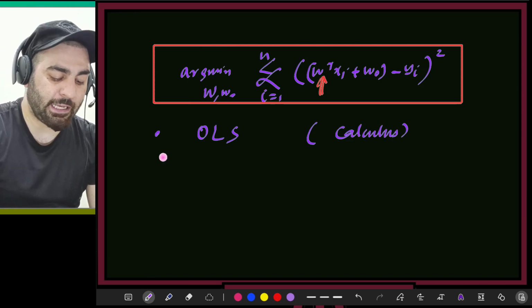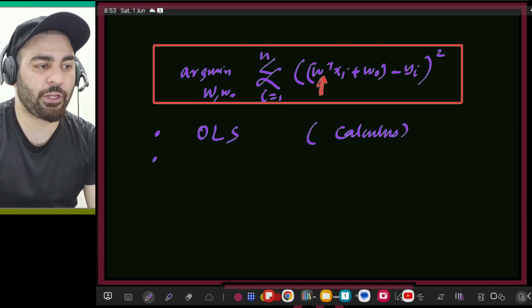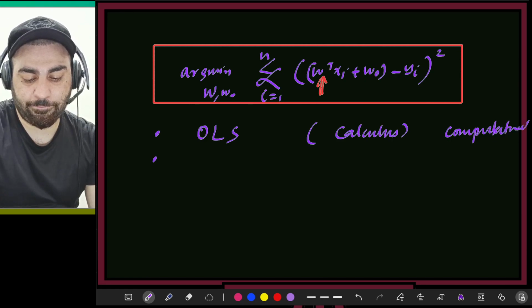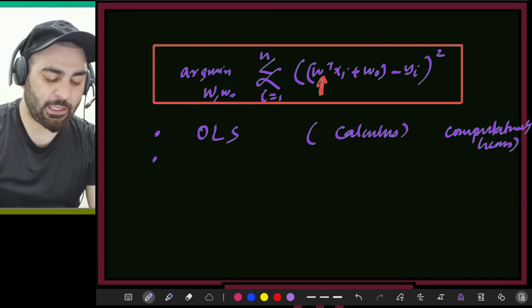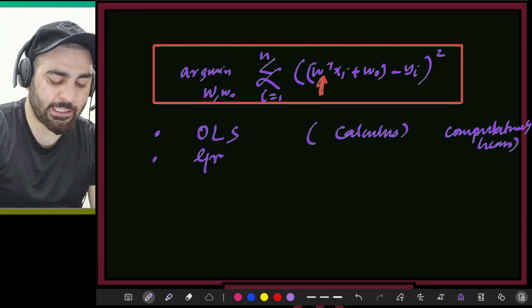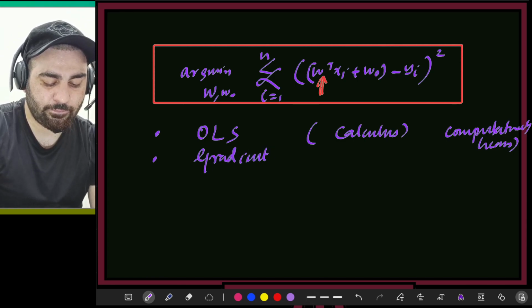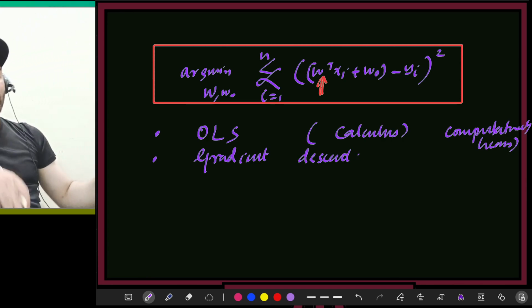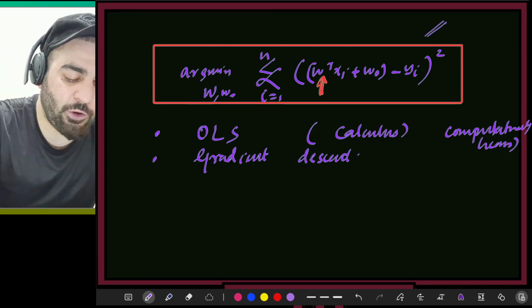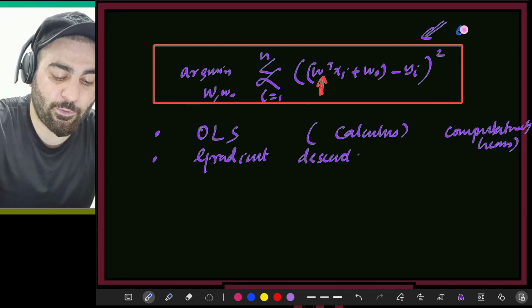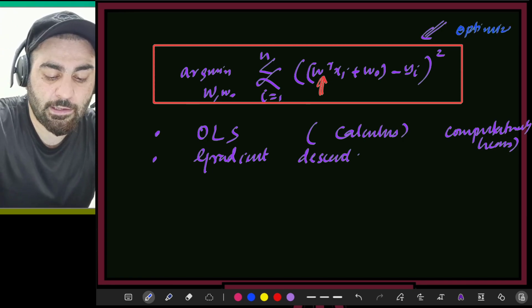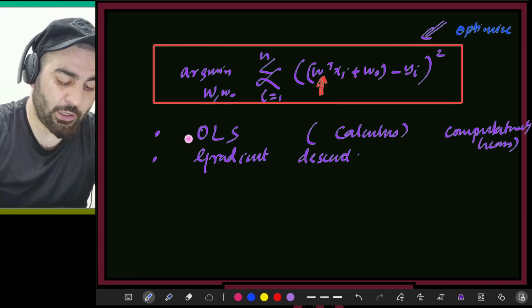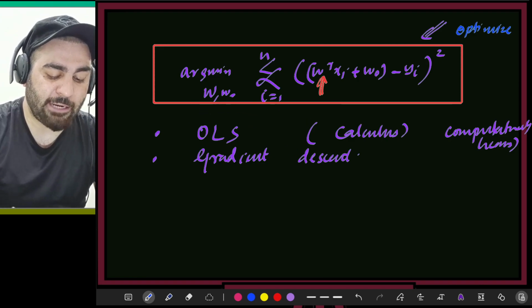The second thing is, sometimes this method becomes computationally heavy. Then what we use is called gradient descent. These are the two methods by which we can basically find an optimal value. So we want to optimize this, we want to find the optimized value of this. The first method is called OLS, and the second method is called gradient descent.